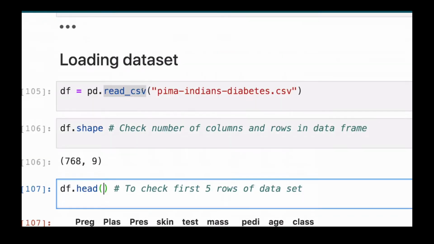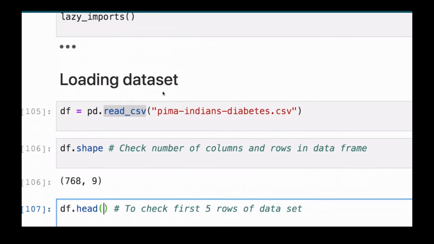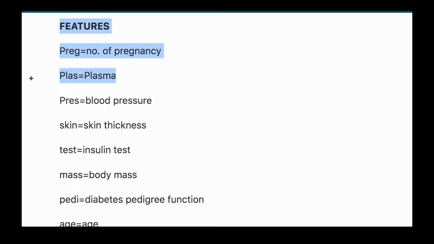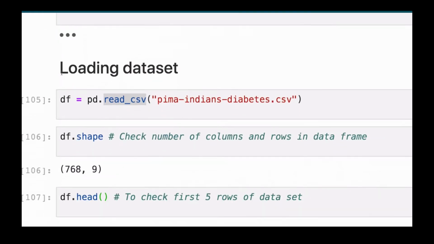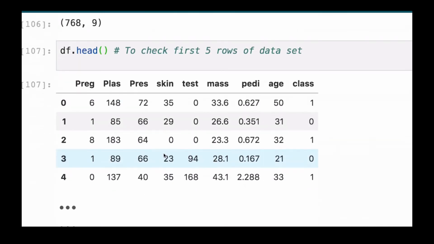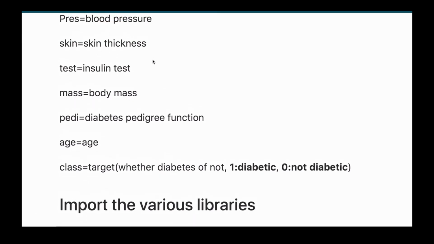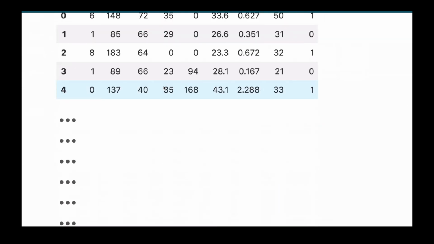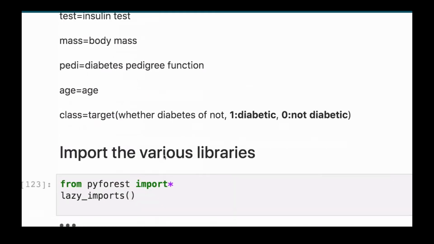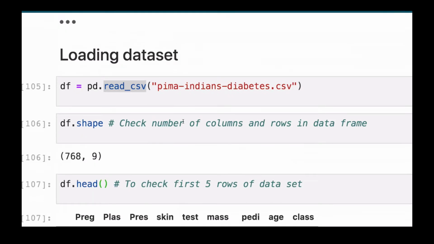So we have preg, and the description of our feature is saying that preg represents number of pregnancy. Plus represents plasma. And press represents the blood pressure. And then skin is nothing but the skin thickness of the patients that come to the hospital. And then we have the test, which represents insulin test. And then we have the mass, which is nothing but the body mass of the patients.